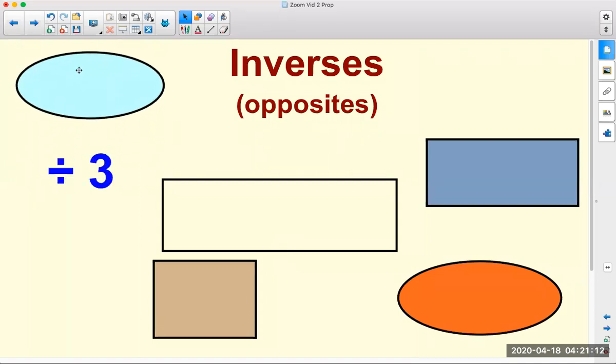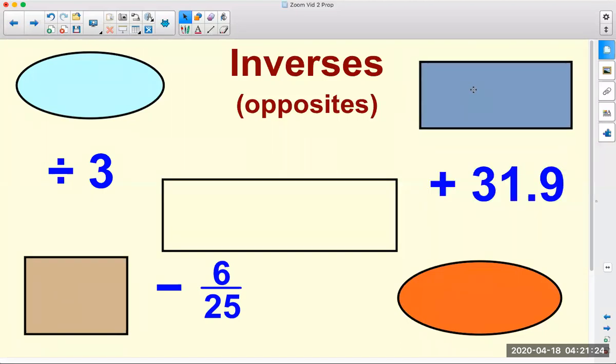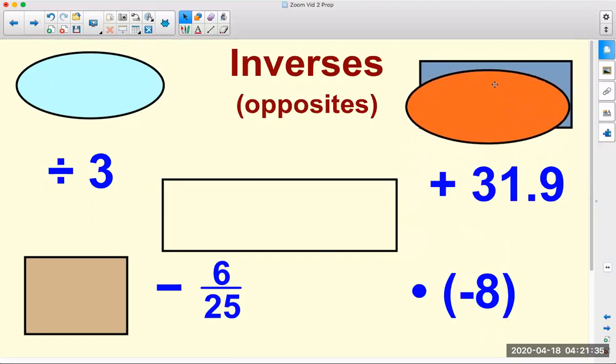Dividing by 3. The inverse of this is multiplying by 3. Subtracting 6/25. The inverse of that is adding 6/25. Adding 31 and 9/10. The inverse of that is subtracting 31 and 9/10. Multiplying by -8. The inverse of that is dividing by -8.